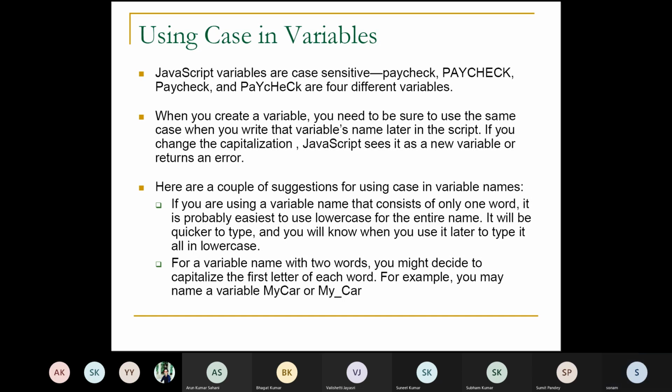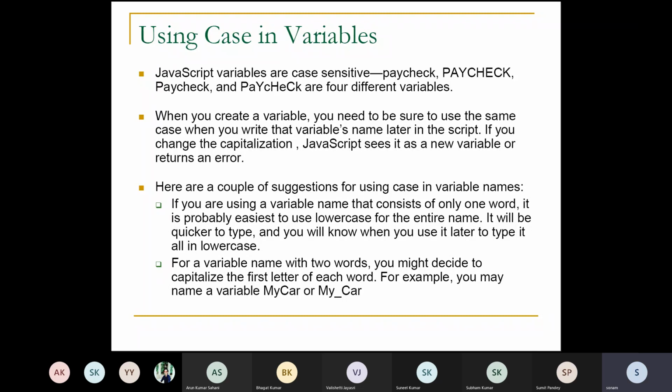First one is, if you are using a variable name that consists of only one word, it is probably easiest to use lowercase for the entire name. It will be quicker to type, and you will know when you use it later to type it all in lowercase. For a variable name of two words, you might decide to capitalize the first letter of each word. For example, you may name a variable myCar or my underscore car.